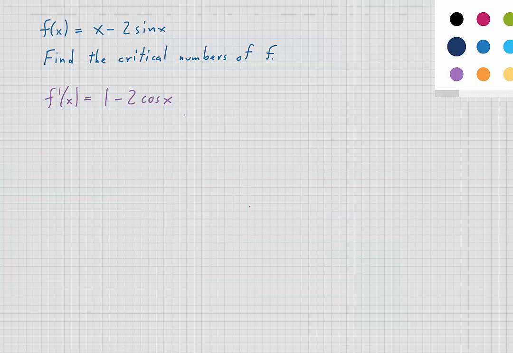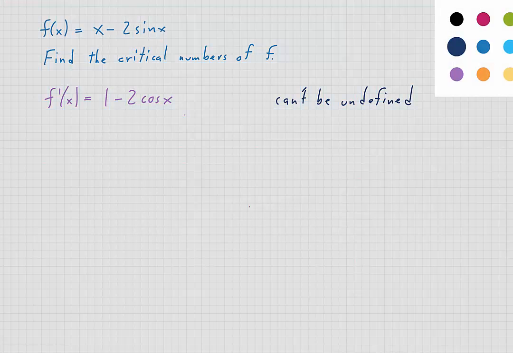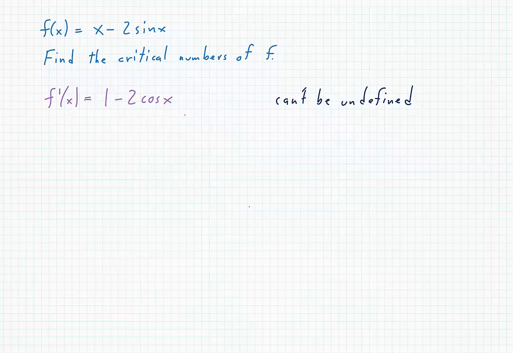Now, that can't ever be undefined, so we don't have to worry about that part. As a matter of fact, most of the functions you look at, you'll find that the derivative can't be undefined. But don't forget to look for it, because it does crop up once in a while. And if we just begin to assume that we never have to worry about it, we're going to get in trouble sooner or later. So we're only going to need to consider the zeros.